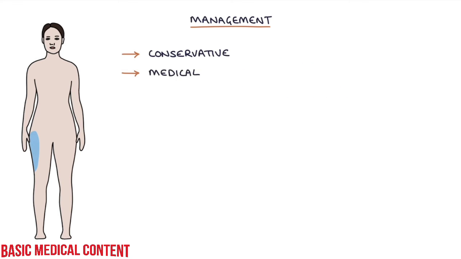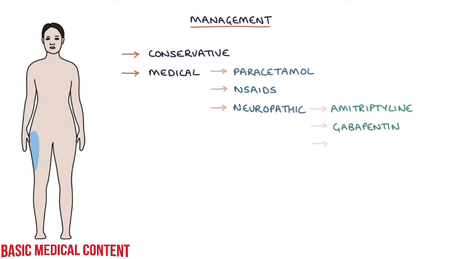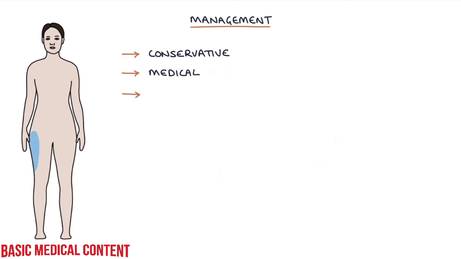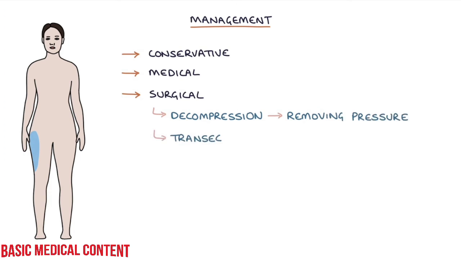Medical management is based around analgesia if pain is a feature, such as paracetamol, non-steroidal anti-inflammatory drugs, neuropathic analgesia such as amitriptyline, gabapentin, pregabalin, or duloxetine, and local injections of steroids or local anesthetics. Surgical management may involve decompression, which is removing pressure on the nerve, transection, which is cutting the nerve, or resection, which is removing the nerve.